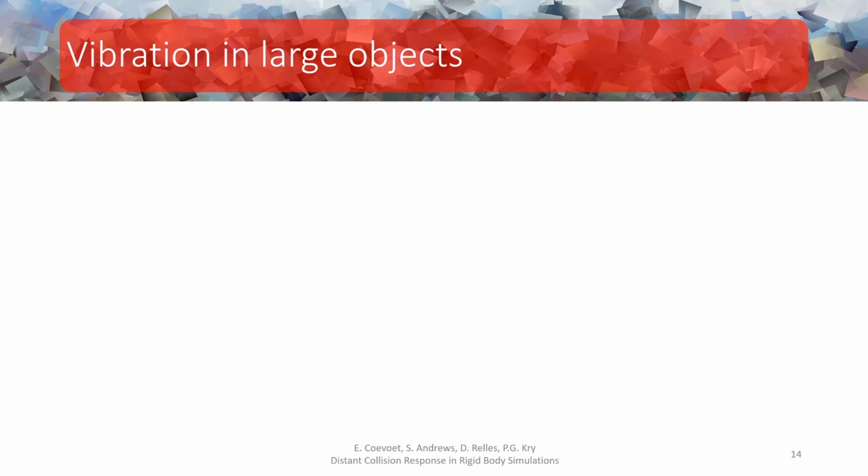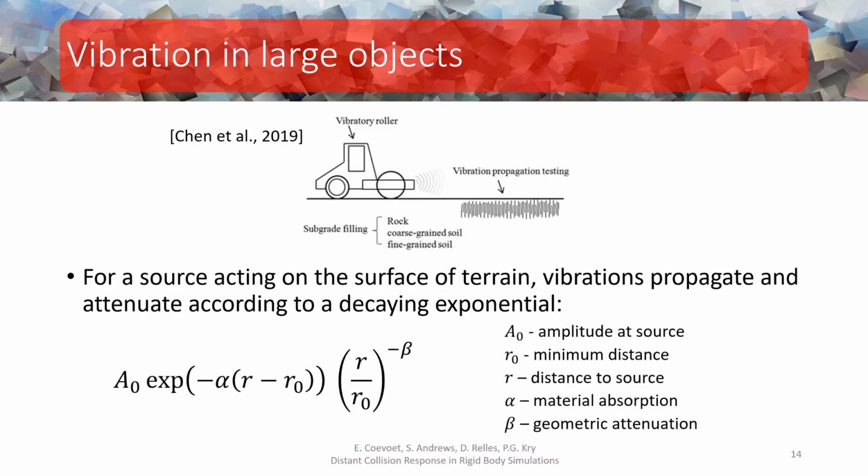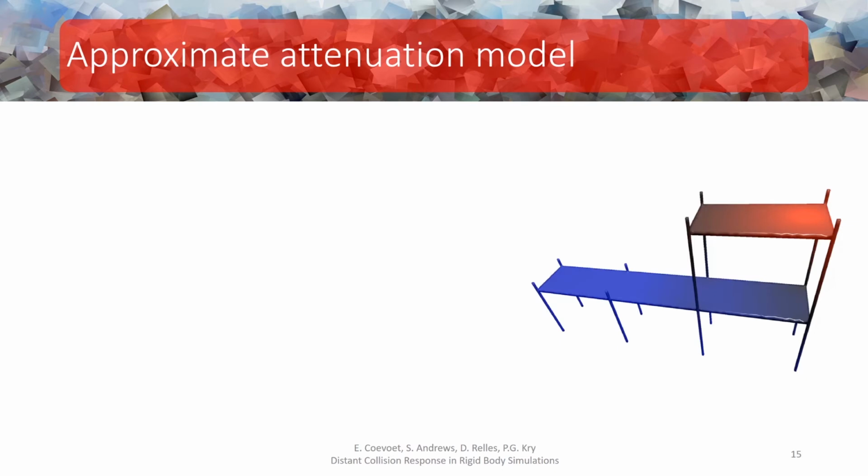For large objects, such as terrain, we observe that the vibrations propagate as a traveling elastic wave. If the source of vibration, such as an impacting collision, is located on the surface of the object, the vibrations will propagate and attenuate according to a decaying exponential. The amplitude at a remote contact is dependent on the initial amplitude at the source, the distance from the source, as well as several material properties. We therefore propose an alternative approach for computing the distant collision response for large-scale objects based on this model.